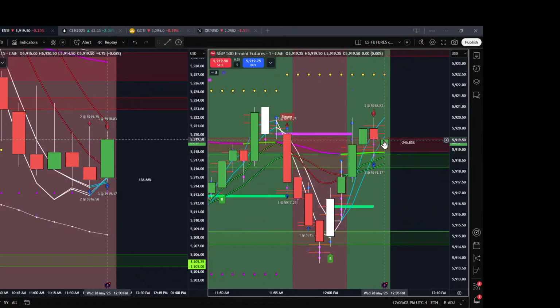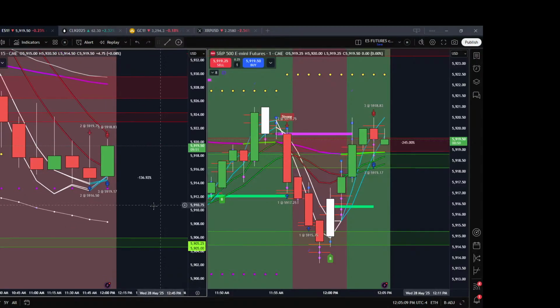Still no closes, guys. Still no closes. Love it. I love having rules. Rules save me from myself when I follow them. All right, it's 12:05, which means it's 9:05 here.